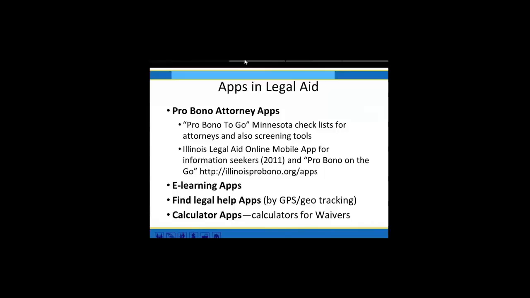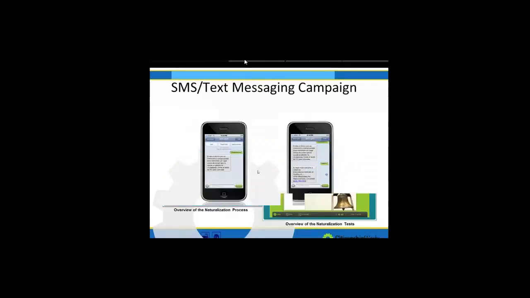In the apps world, just quickly, pro bono apps that are now in place in Illinois and are being developed in Minnesota. There are e-learning apps with flashcards in Citizenship Works, an immigration website that's focusing on helping people become citizens. There's Find Legal Help, GPS tracking SMS, and there's calculator apps to help do waivers, figure out calculations where people can go and say very quickly, do I qualify for this or not? So these are apps, and here are examples.